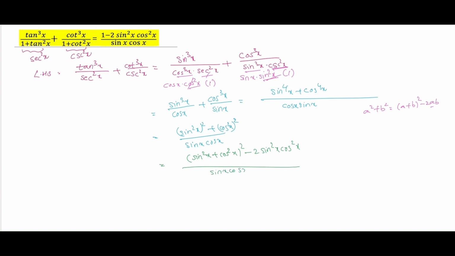We know the identity that sine square x plus cos square x is equal to 1. So in this place, if we keep 1, it becomes 1 square, which is nothing but 1. So 1 minus 2 sine square x cos square x upon sine x cos x. This is same as the RHS we have in the question. So hence, this is proved.